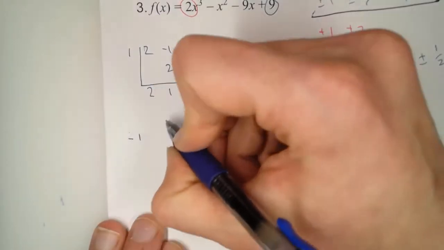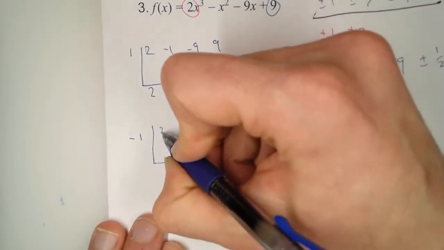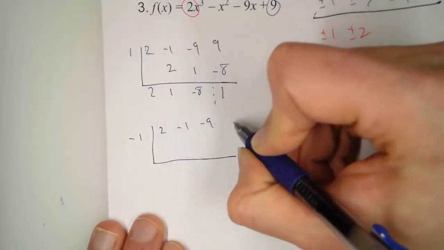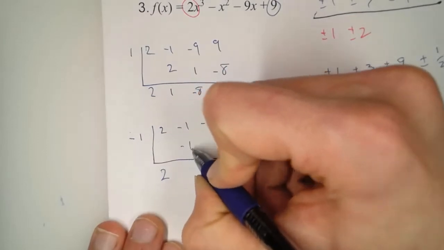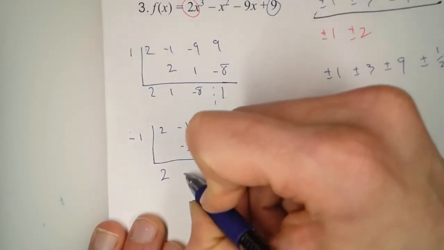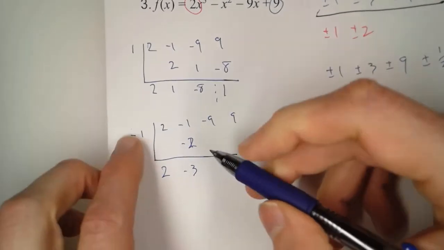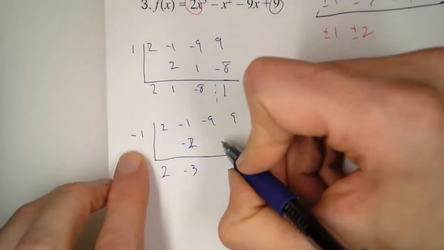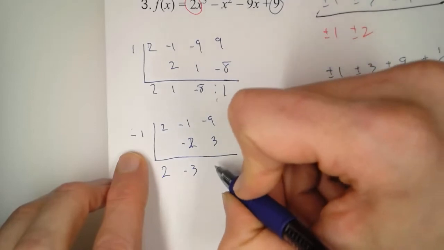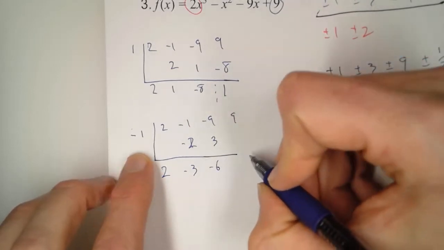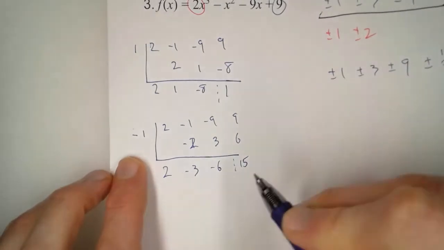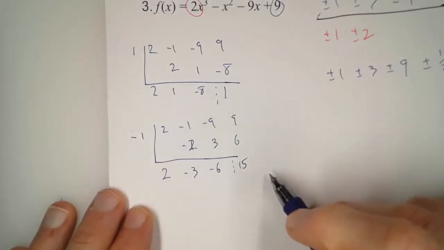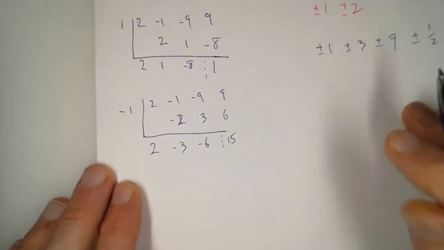What about -1? So 2, -1, -9, and 9. Bring down the 2. Times -1 is -2, which is -3. -3 times -1, that is +3. -9 and 3 is -6. -6 and 1 is +6, which is 15. And that didn't work. And that either is not a plus minus plus minus.